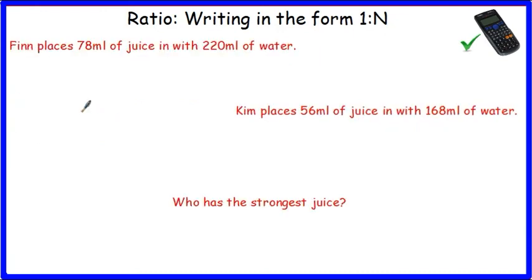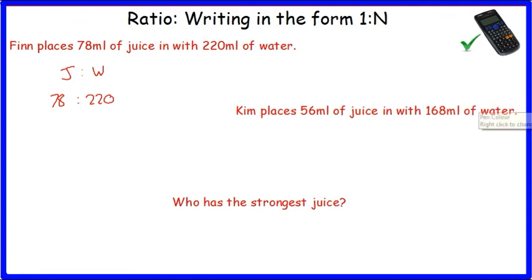Okay, now let's see why this is used. Finn places 78 milliliters of juice in with 220 milliliters of water. Kim places 56 mils of juice in with 168 mils of water. Who has the strongest juice? What I'm going to do is I'm going to do juice and water. Should really say squash there. And they're mixed together. So I've got 78 and I've got 220.